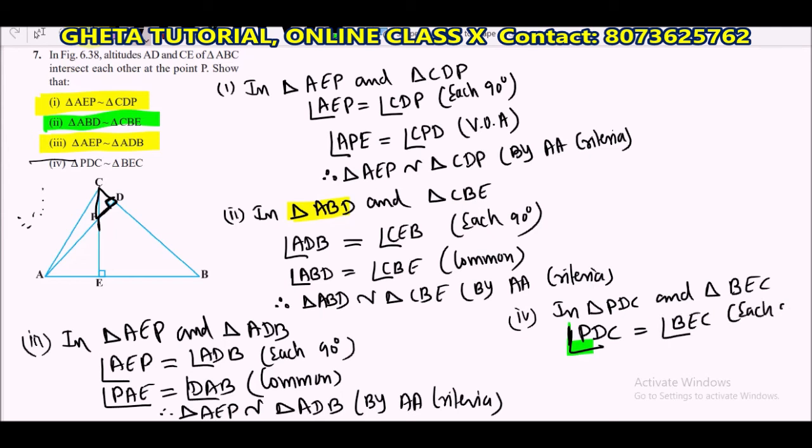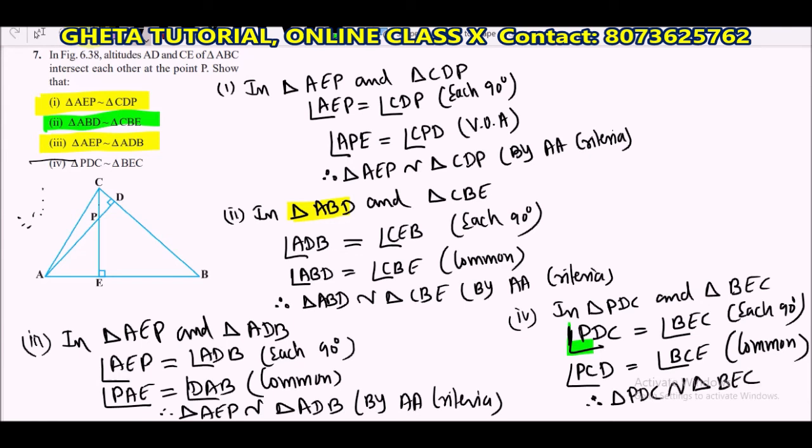Now tell me which angle is common here. Angle C is common in both triangles PDC and BEC. So I write here angle PCD is equal to angle BCE, because of common angle. Therefore, I can say that triangle PDC is similar to triangle BEC by AA similarity criteria. If you have any doubt, you can ask.